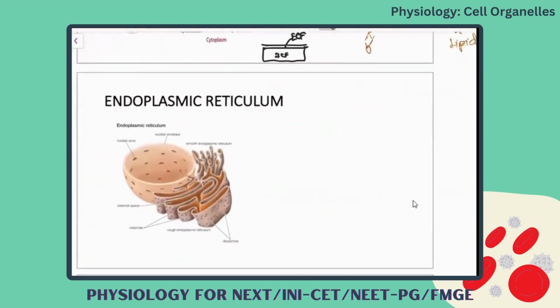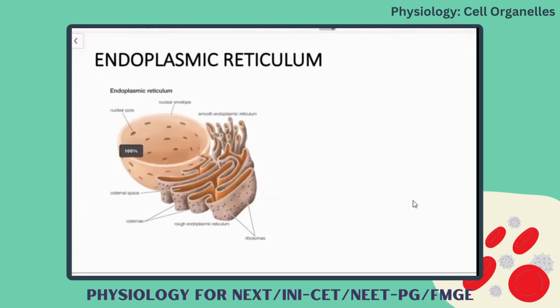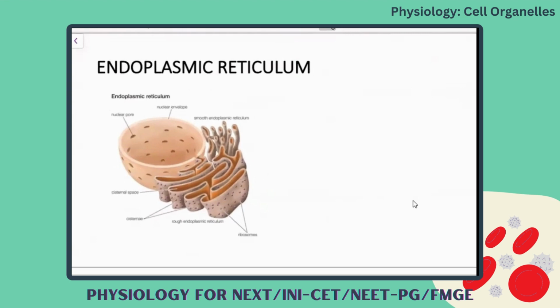Coming to the cellular organelles. We are not going to see all the cellular organelles, only a few important cellular organelles and some of their functions. So the first one is the endoplasmic reticulum. Where is the endoplasmic reticulum present? Close to the nucleus.